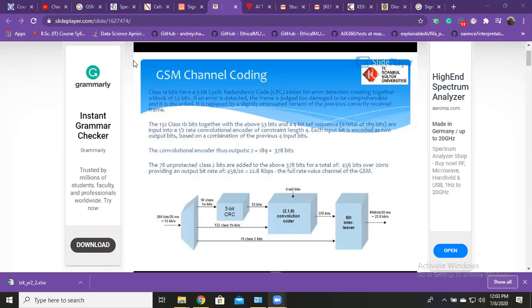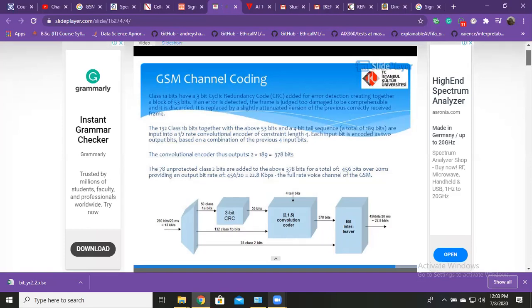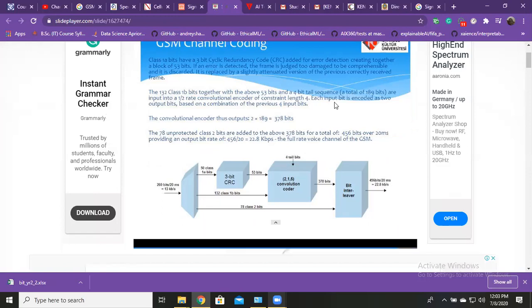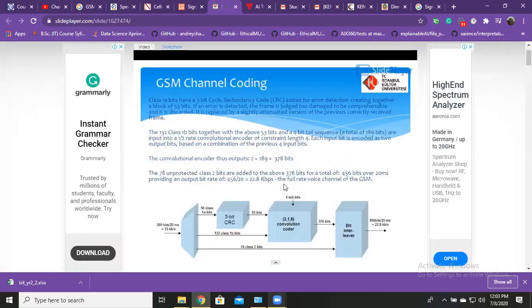The 132 class 1B bits together with the 53 bits and a 4-bit tail sequence, a total of 189 bits, are input into a half-rate convolutional encoder of constraint length 4. Each input bit is encoded as 2 output bits, based on a combination of the previous 4 input bits. The convolutional encoder thus outputs 2 times 189 equals 378 bits. The 78 unprotected class 2 bits are added to the above 378 bits for a total of 456 bits over 20 ms, providing an output bit rate of 456 over 20 ms equals 22.8 kilobits per second, the full rate voice channel of the GSM.